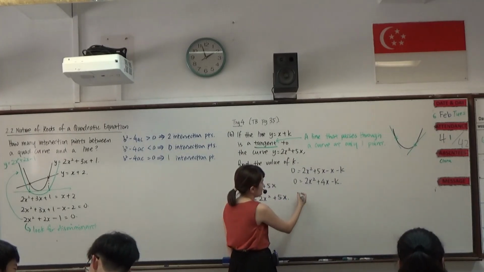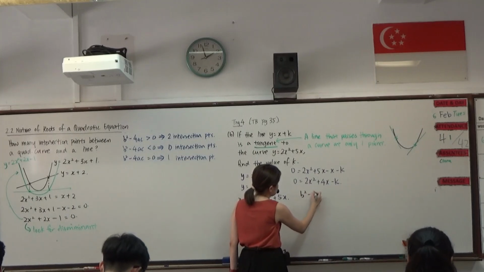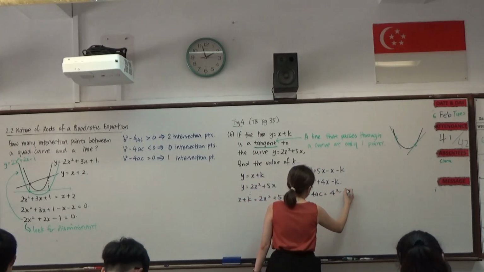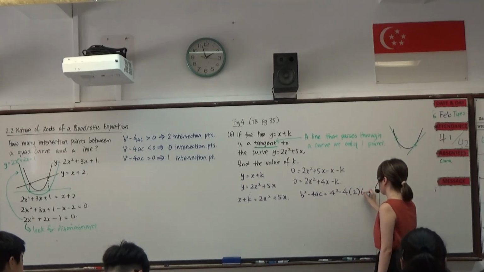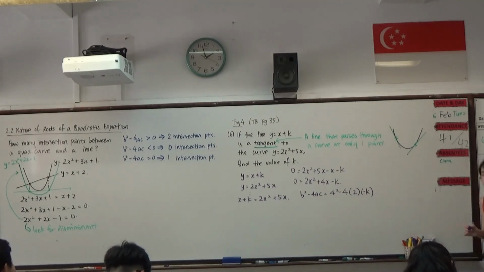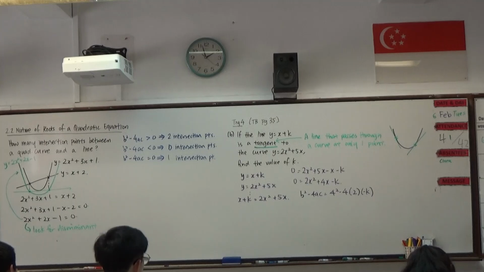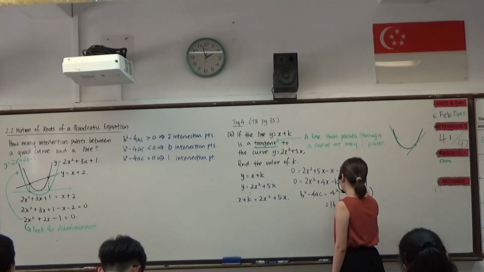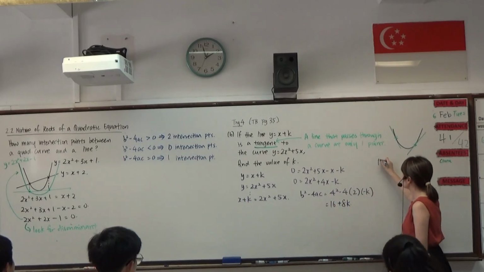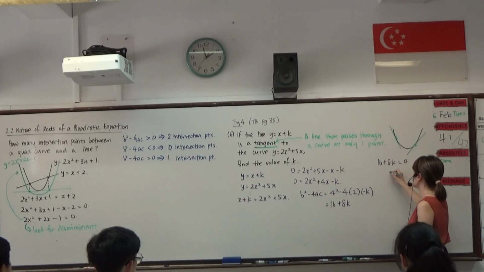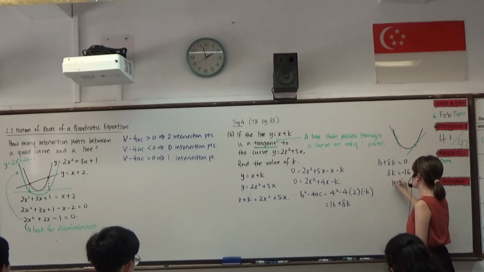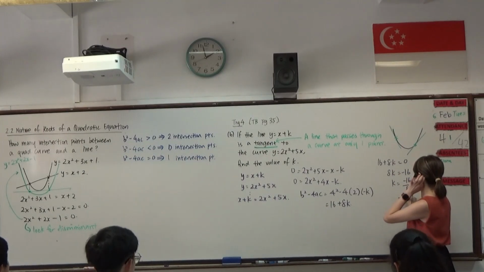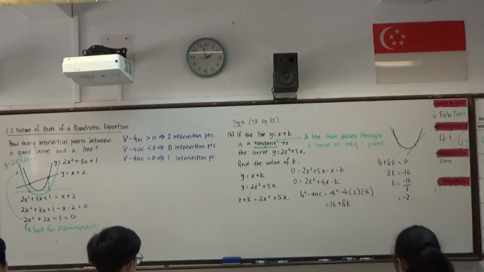But actually, we're not really solving it. We are going to find the discriminant. So the discriminant will be 4 squared minus 4 times 2 times negative k, which equals 16 plus 8k. And therefore we find that k is equal to negative.